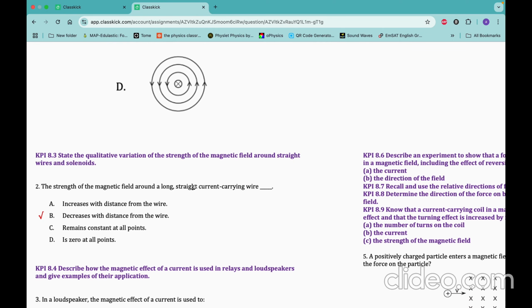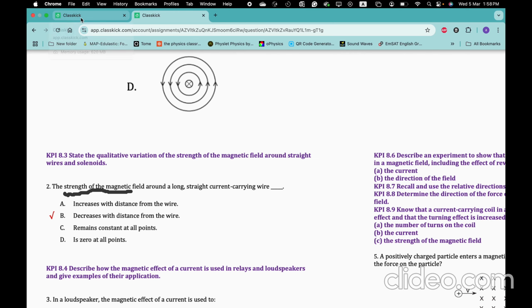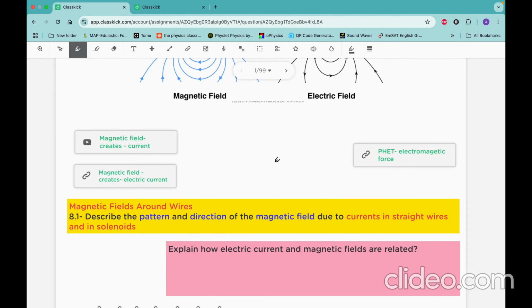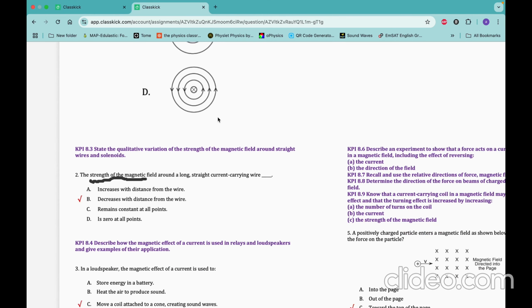Here, the strength of the magnetic field around a long straight current-carrying wire, we need to relate the strength of the field with the distance away from the wire. So here we can notice that while moving away, the circles are getting spaced away from each other, this means the strength is getting decreased. So moving away from the center means the strength of the field will be decreased. That's why the strength of the field will be decreased when the distance from the wire increases.